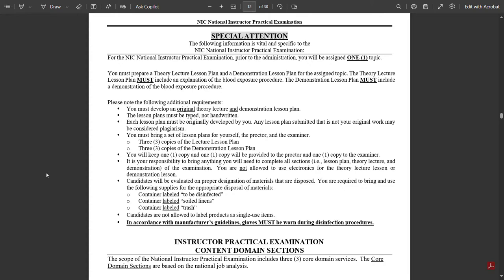Your lesson plans must be original, originally developed by you. Anything that is not your original work is considered plagiarism. They also need to be typed, not handwritten.